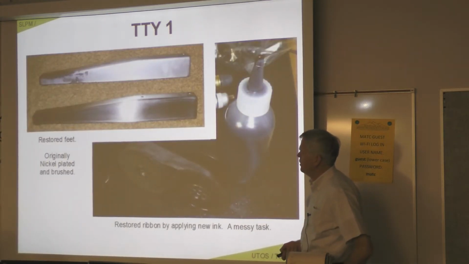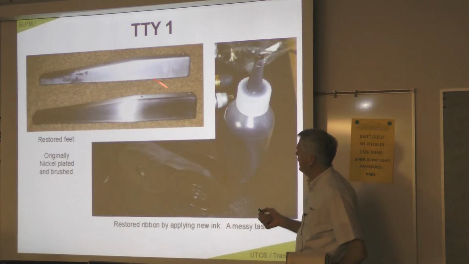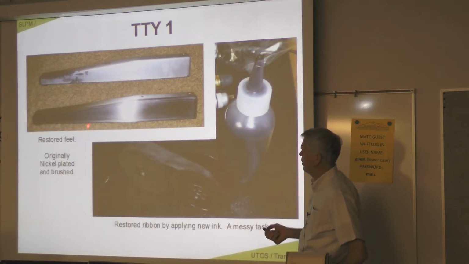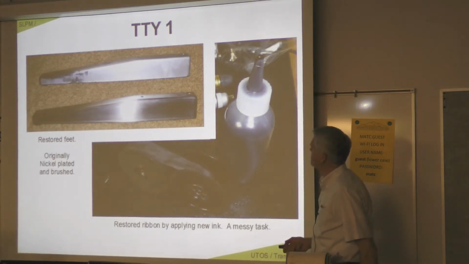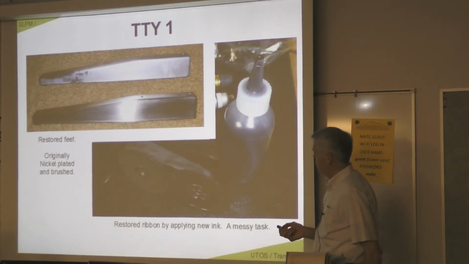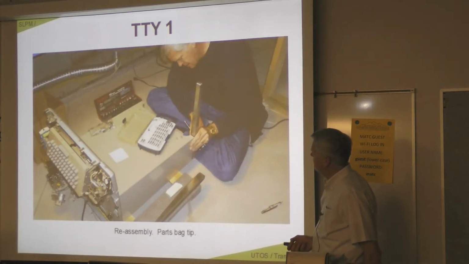Here I restored the feet. Somebody had spray painted them with silver paint, and all I had to do was get it off because it's actually nickel plated steel. They're actually quite nice. Then I had to re-ink the ribbons, so I did that. That's a real messy job. Then you just start putting it all back together.